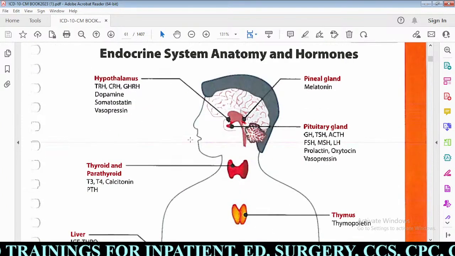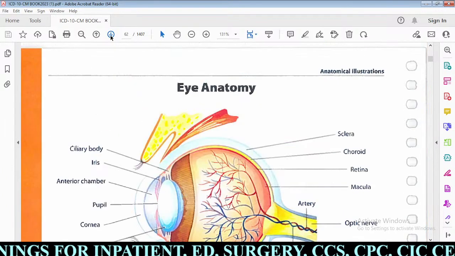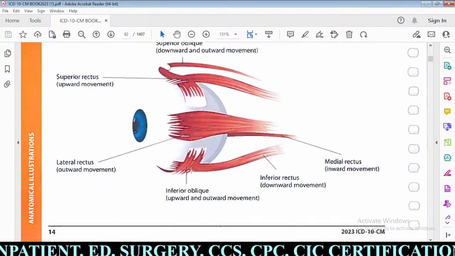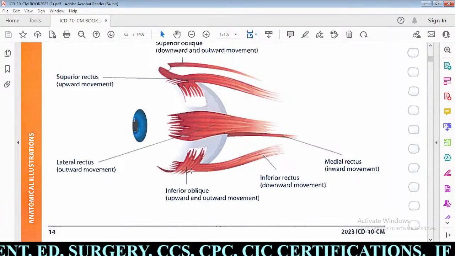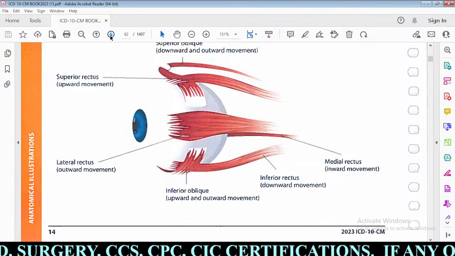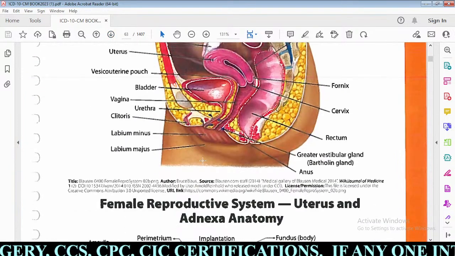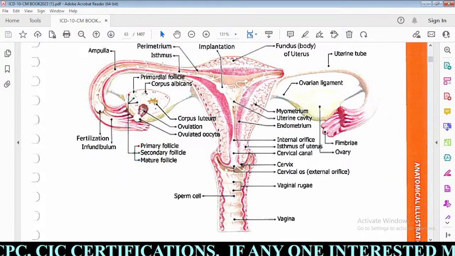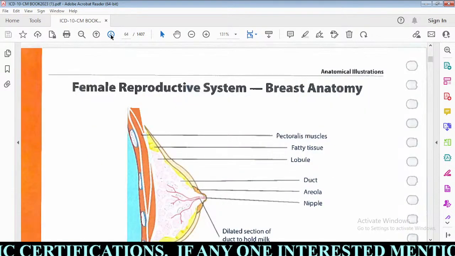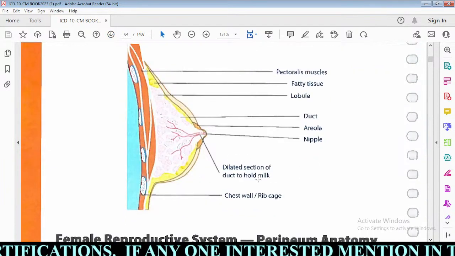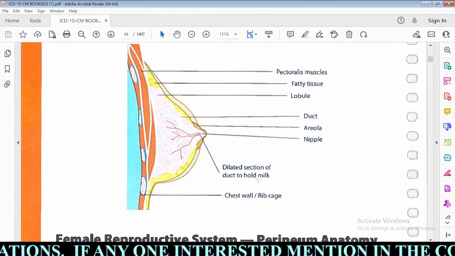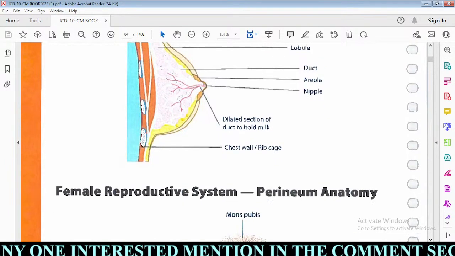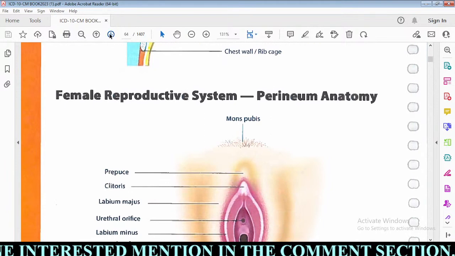This is related to endocrine anatomy and hormones. This is eye anatomy, and these are the musculatures. Using these musculatures, we have a few procedures in CPT also. This is the female reproductive system, internal os, cervical canal. You need to master all these things. Then breast anatomy: if you are coding a mastectomy or lumpectomy procedure, you must know the breast anatomy.